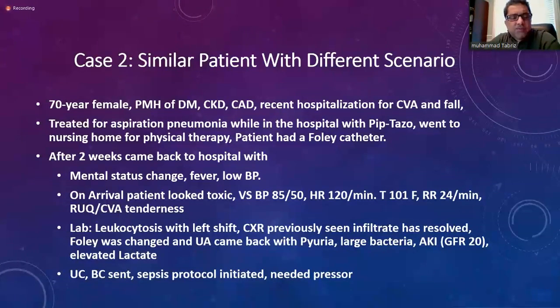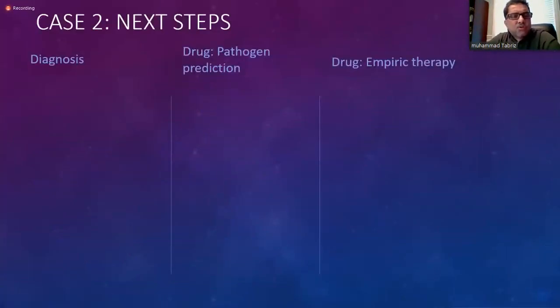Multiple bacteria coming from the Foley catheter. Patient had abnormal urine, acute kidney injury, and lactate was elevated. So this patient has a much worse clinical presentation than the previous one. As we said, you send the cultures and you start the sepsis protocol with the fluids, pressors, and so on. Then we'll talk about our diagnosis.